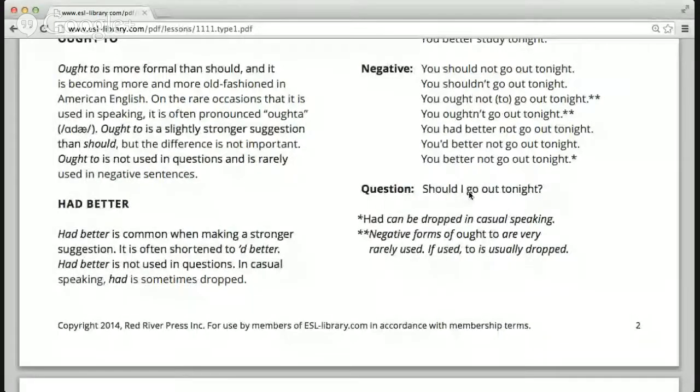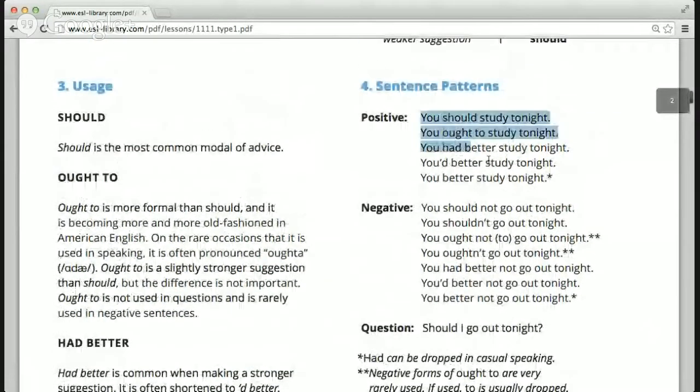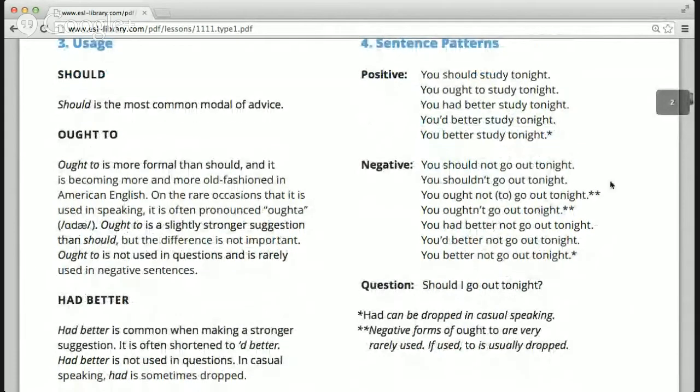All right, you guys. Let's take a look at how we say positive sentences and how we say negative sentences. Let's go to Miad. Let's have you read next. Go ahead and read the positive sentences, please. You should study tonight. You ought to study tonight. You had better study tonight. You'd better study tonight. You better study tonight. Very good. Nice job.